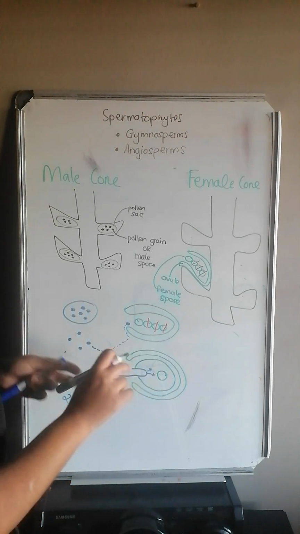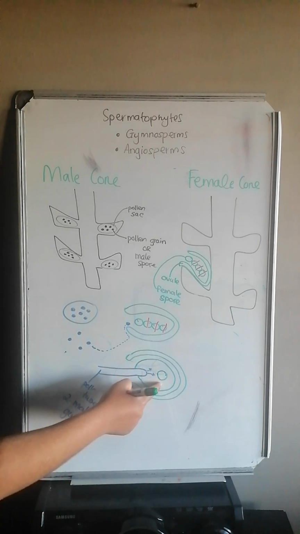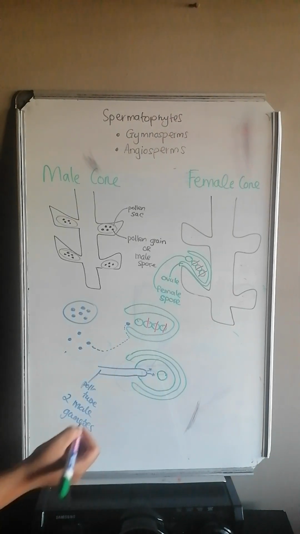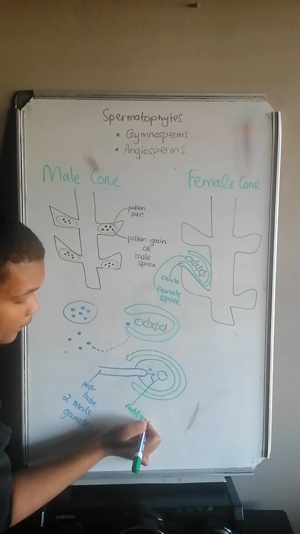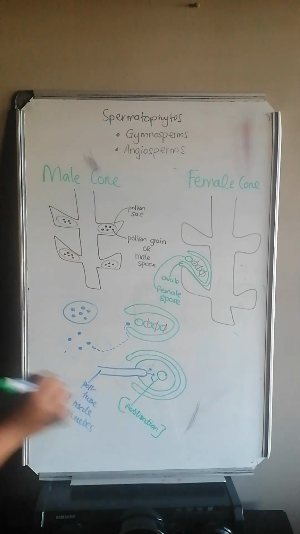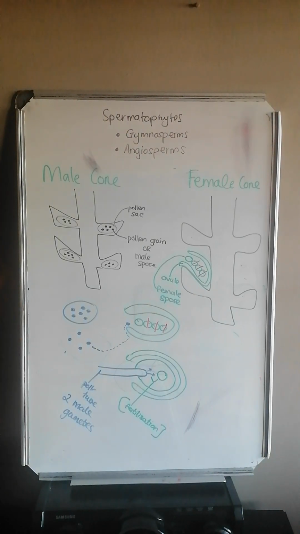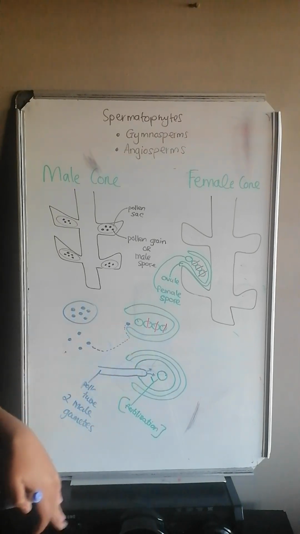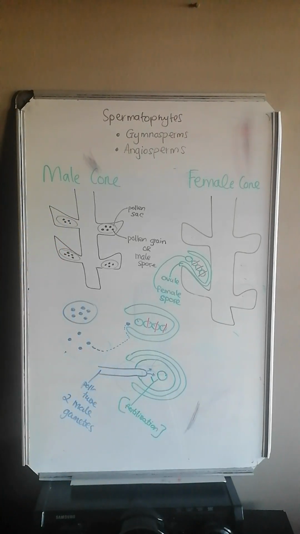Now what happens is, we will see here that the one male gametophyte will fuse with that female sex organ and fertilization will then take place. Remember, only one survives here. We can't have two because it's not double fertilization like in angiosperms. Here, we have two male gametes, but only one male gamete survives. We have 4 female spores, but only one survives.